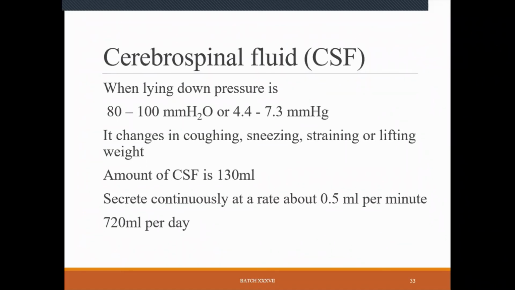It changes in coughing, sneezing, straining, or lifting weight. So when you lift something, when you are straining, this pressure will change.